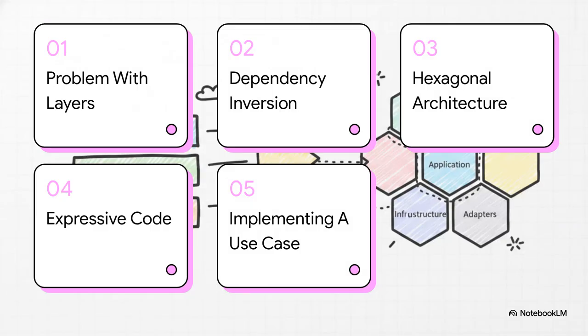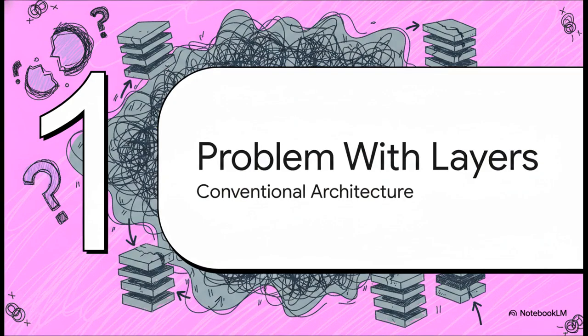Here is our roadmap for today's explainer. 1. The problem with layers. 2. The dependency inversion principle. 3. Enter hexagonal architecture. 4. Architecturally expressive code. And 5. Implementing a use case. So let's dive right into section 1, the problem with layers.